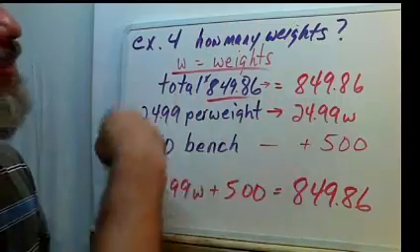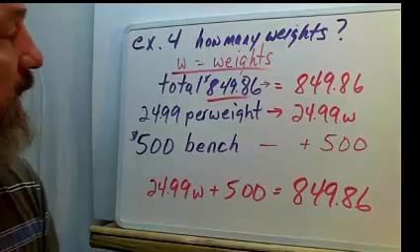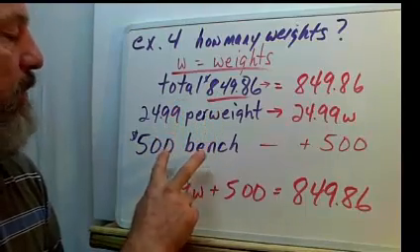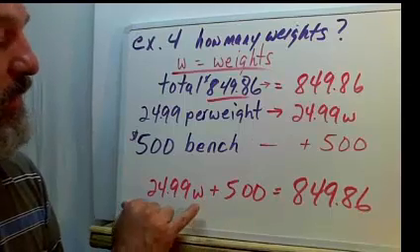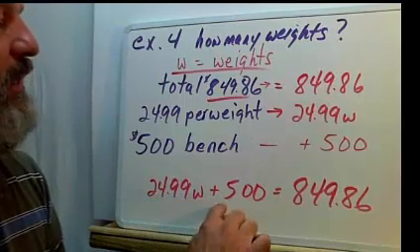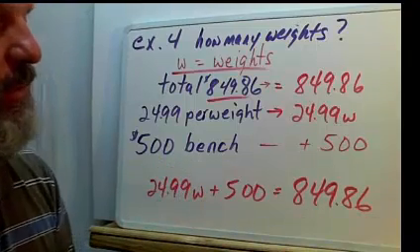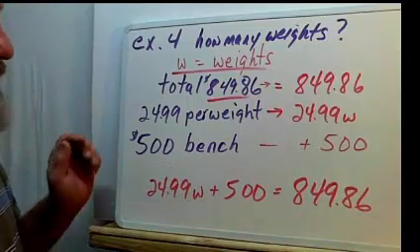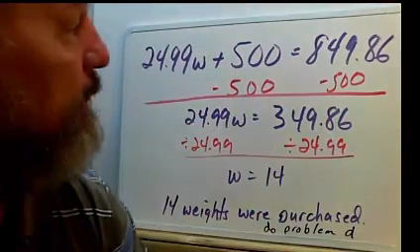So if we paid the grand total of $849.86 and we bought weights and we bought a bench, that would be 24.99 times the W will give you the amount we paid for weights plus the $500 that we paid for the bench. And that gives us a total of $849.86. And again, it's all about just solving the problem.